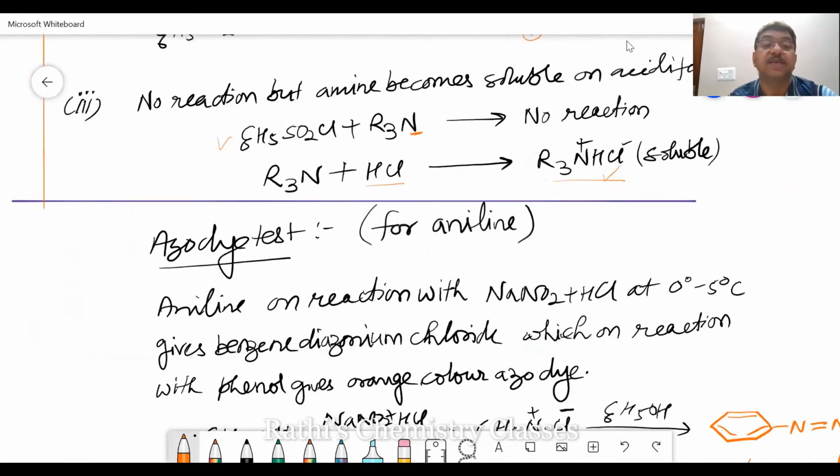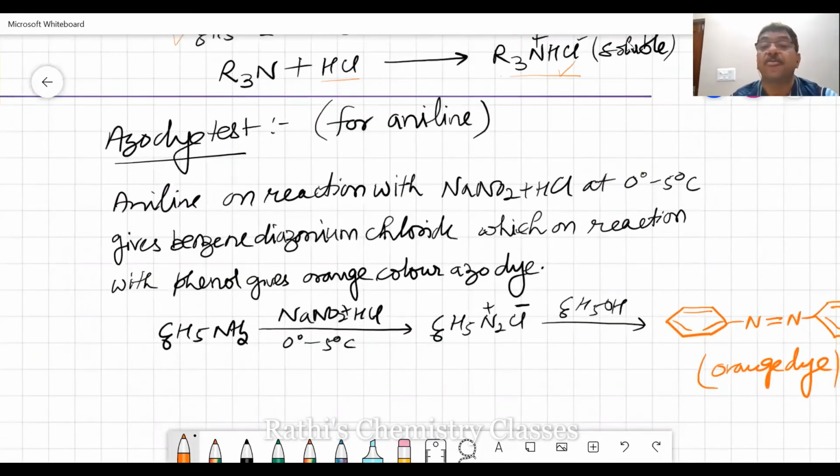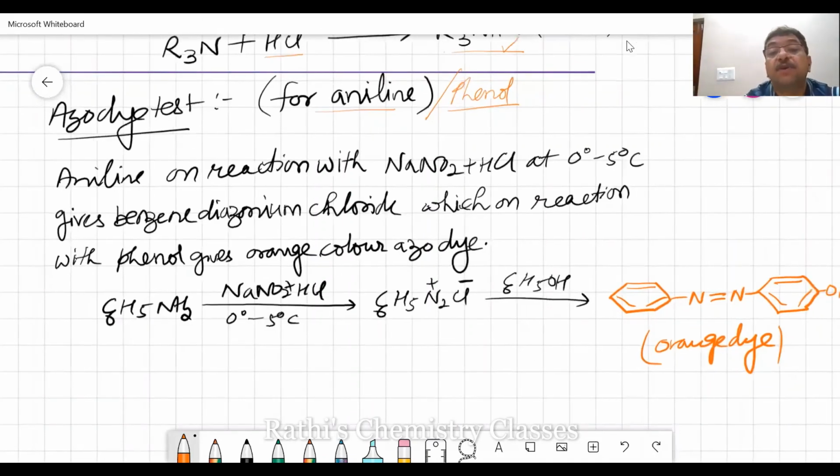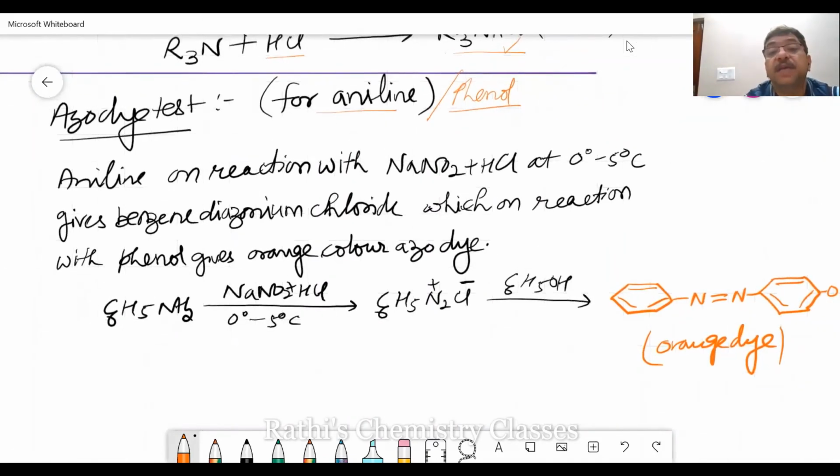Now, next one is azodye test. Azodye test we can use for aniline as well as phenol. Both can give this test. Aniline, first of all, on reaction with NaNO2 and HCl, undergoes diazotization at 0 to 5 degrees centigrade and gives benzene diazonium chloride. And when this benzene diazonium chloride is treated with phenol, then it gives orange color azodye. That is called dye test.